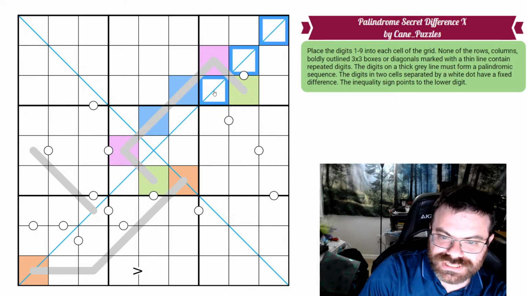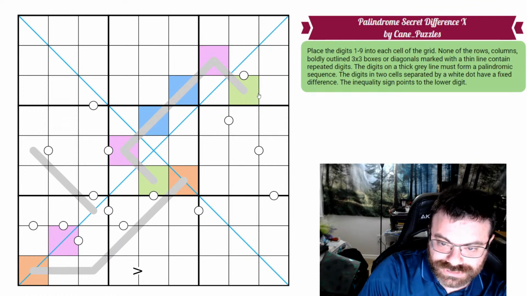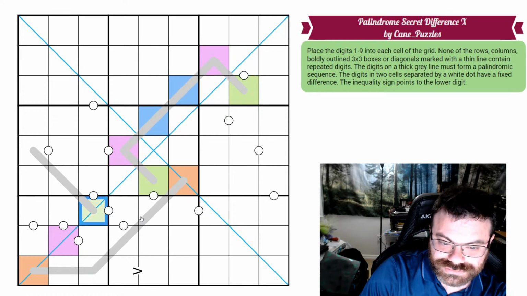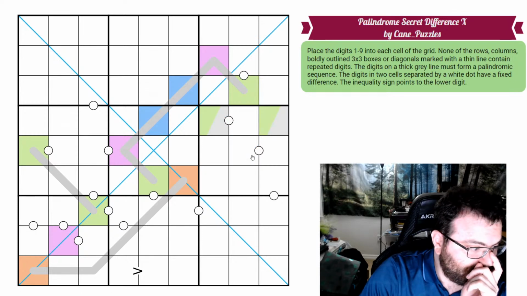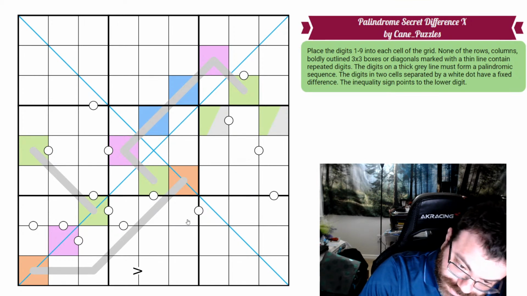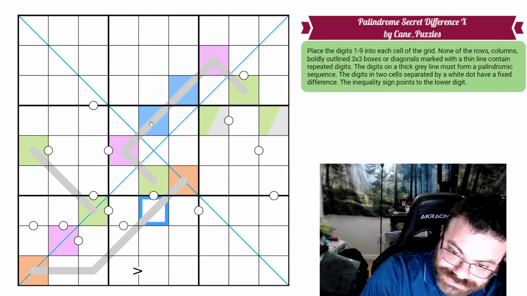Where does purple go on the diagonal? So purple's one of these two, but it can't be this one. So purple is here on the diagonal. How about green on the diagonal? So this is green. So this is green. So green is one of these two. This isn't orange, green, or blue.